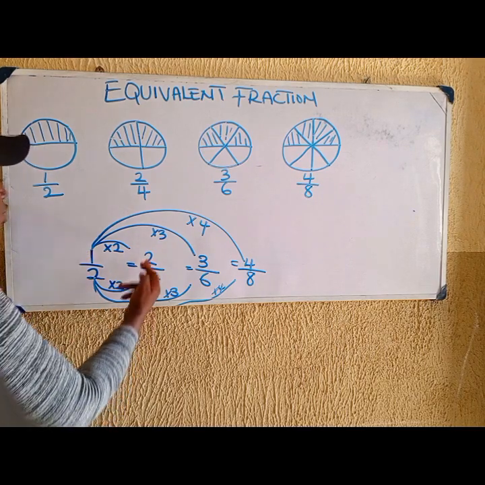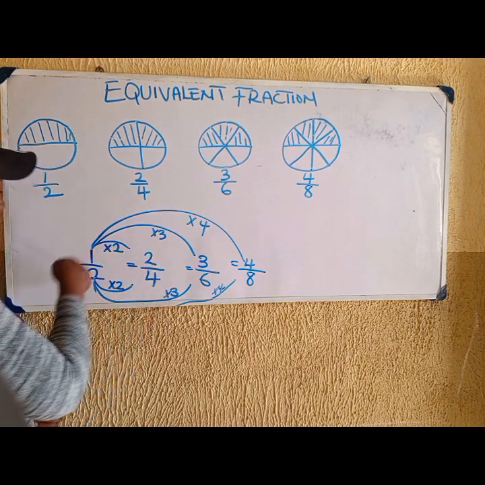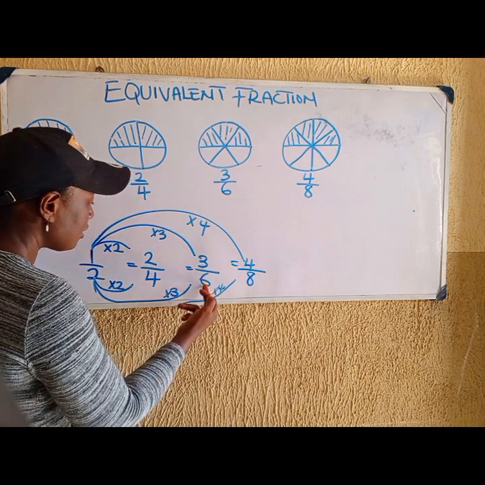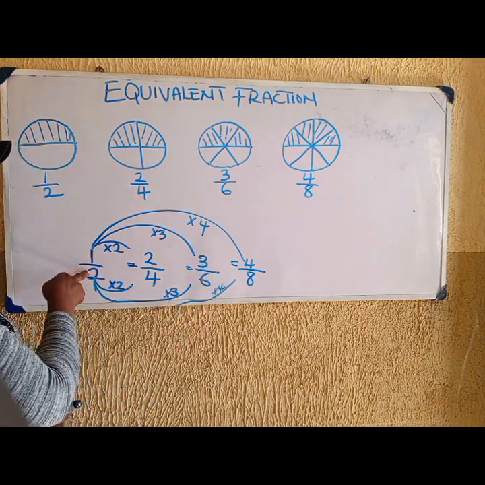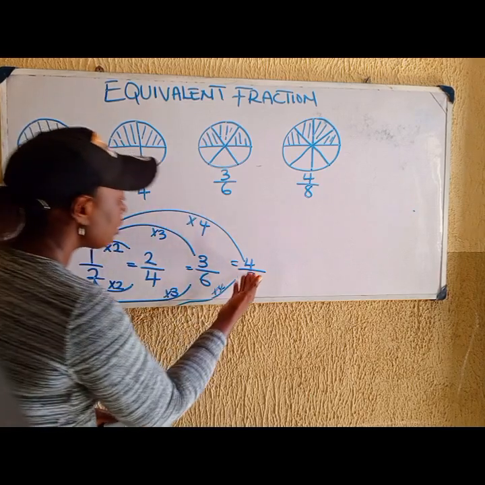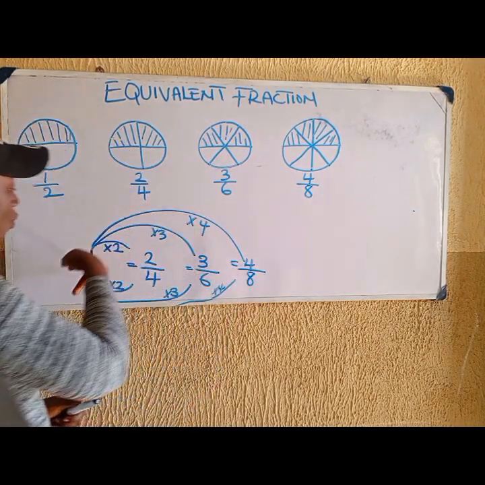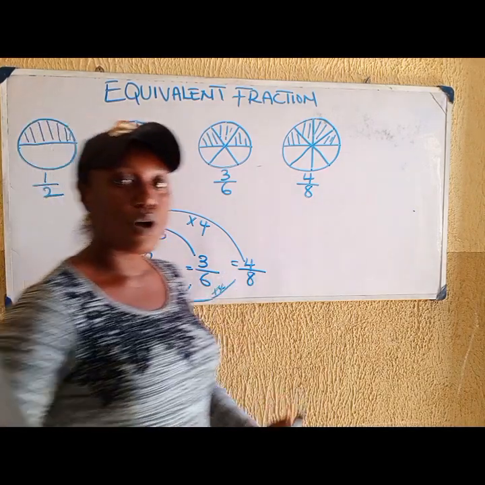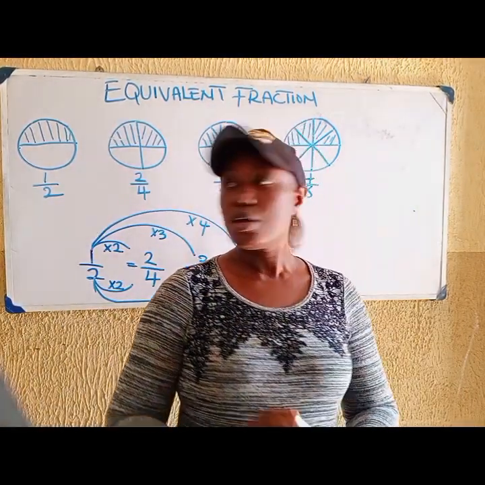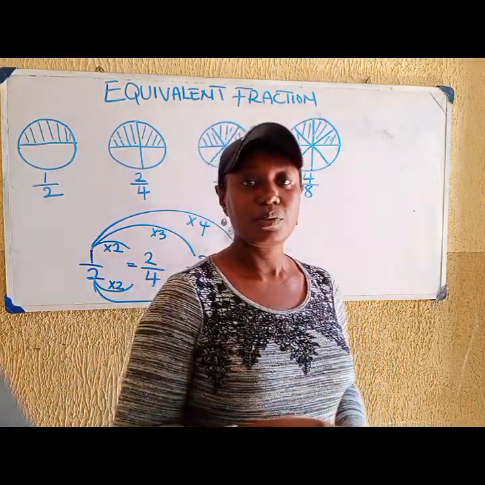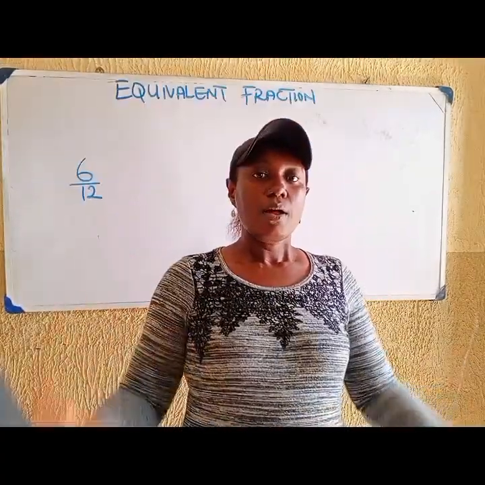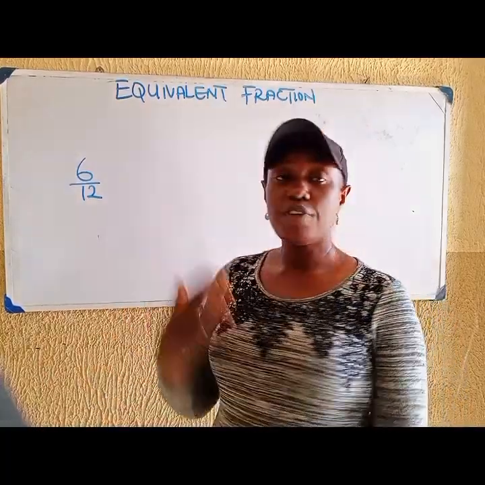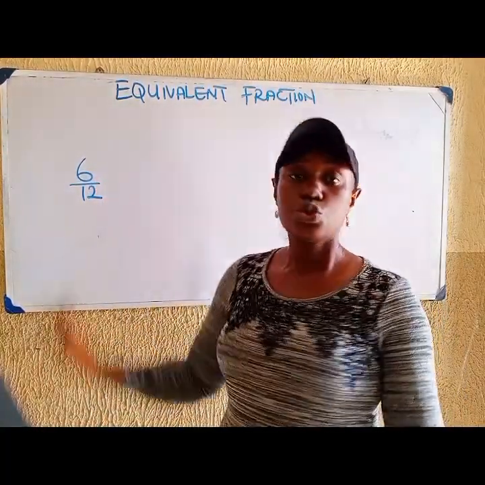Because when you reduce 2/4, you will get back 1/2. When you reduce 3/6, you will get back 1/2. When you reduce 4/8, you will get back 1/2. So they are called equal fraction or equivalent fraction. I hope it's clear.